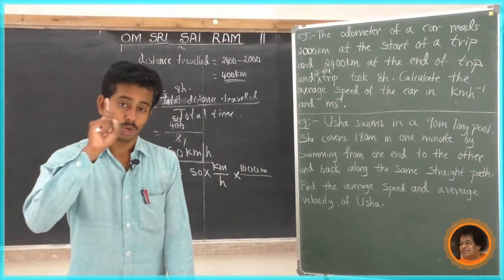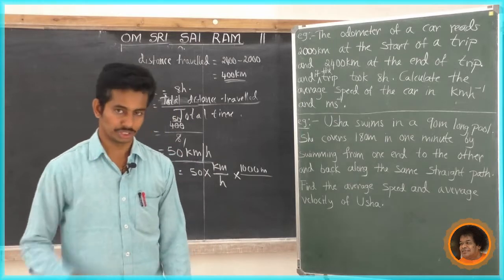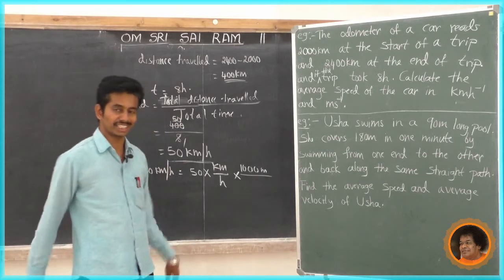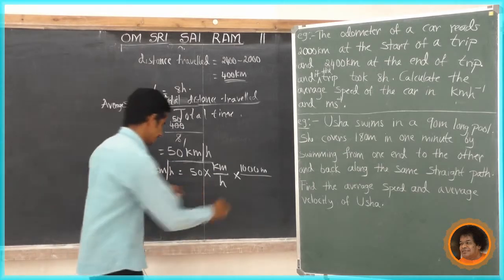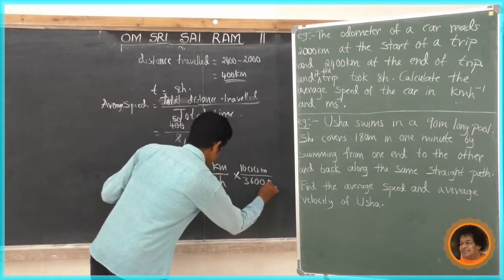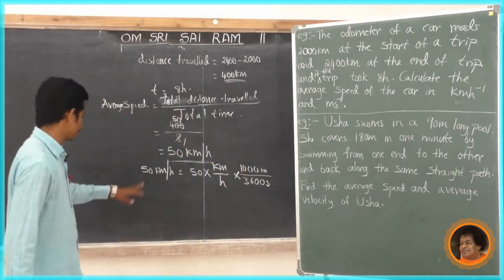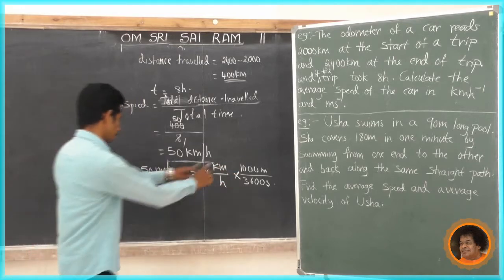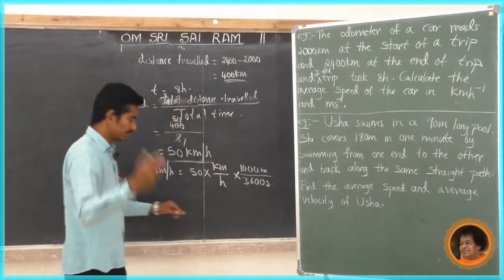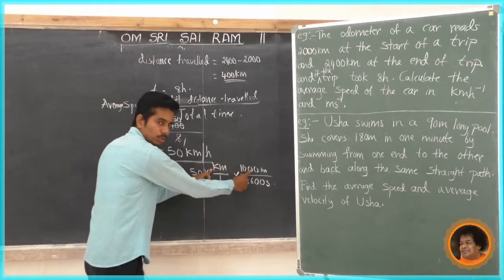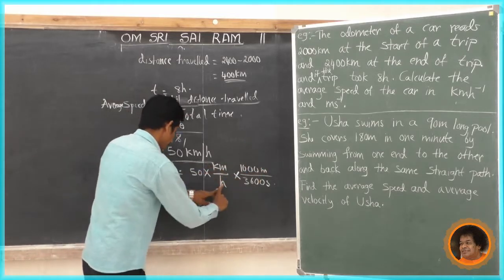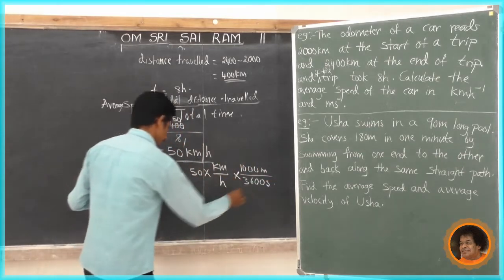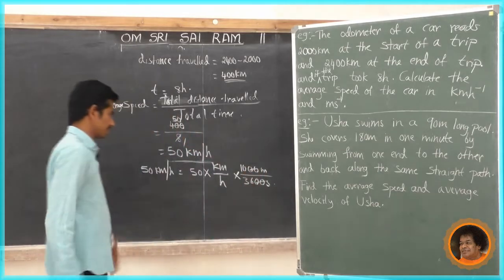Why? 1 hour means 60 minutes, and 1 minute is 60 seconds. So 60 into 60 is 3600. So 1 hour means 3600 seconds. It's a very simple method. To convert kilometer per hour into meter per second: kilometer to meter, hour to second. The easy method is 1 kilometer means 1000 meters, and 1 hour means 3600 seconds. Now, two zeros cancel.